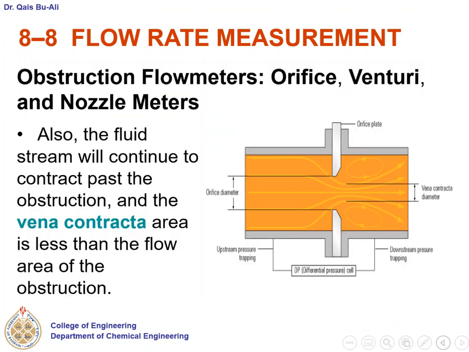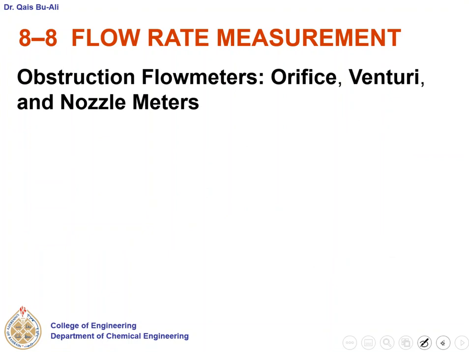Okay. So again, I have eddies, I have vena contracta, and I have friction with the walls, as you can see. So also the fluid stream will continue to contract past the obstruction, and the vena contracta area, as I told you, is less than the flow area of the obstruction. This is the flow area of the obstruction, and this is the vena contracta area, which is also hindering the flow.